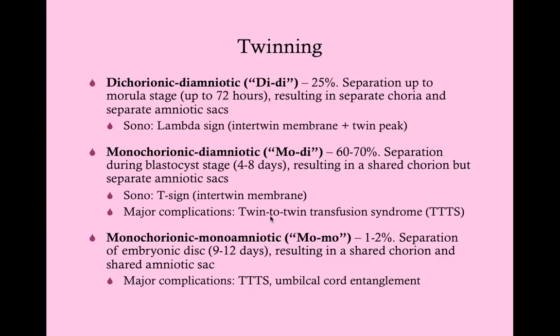Now, why do you not see umbilical cord entanglement in these other types of twinning, only in Mo-Mo twins? Because in order for the two umbilical cords to entangle with one another, they have to be able to contact one another. And anytime you have two separate amniotic sacs, remember there's a membrane between those amniotic sacs. Each amniotic sac has a membrane. And so that's going to prevent those umbilical cords from coming in contact with one another. But if you have a single amniotic sac, there's nothing in between the umbilical cords, and so they can entangle.